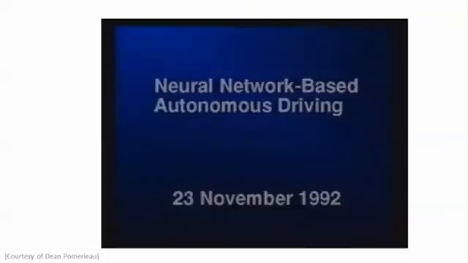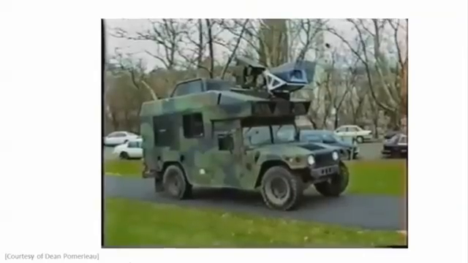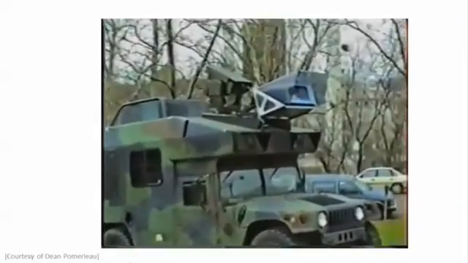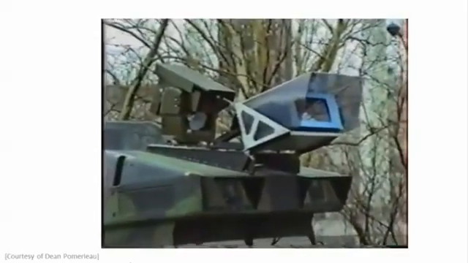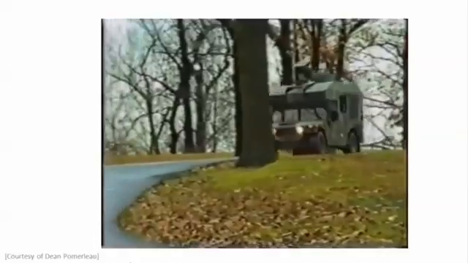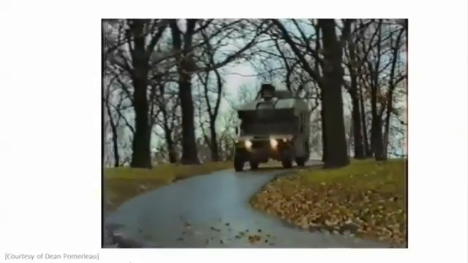Alvin is a system of artificial neural networks that learns to steer by watching a person drive. Alvin is designed to control the NavLab 2, a modified Army Humvee equipped with sensors, computers, and actuators for autonomous navigation experiments.